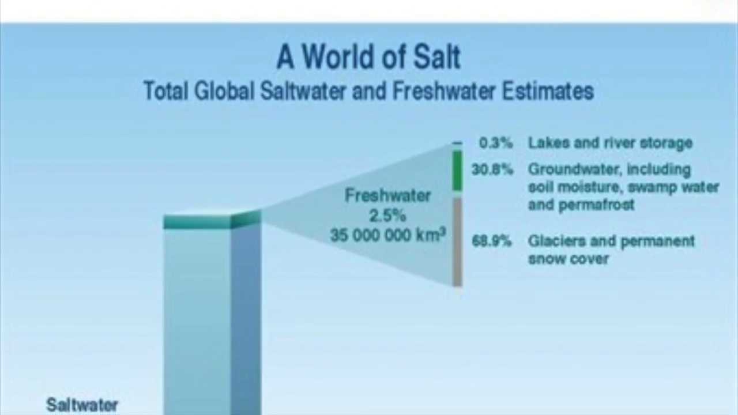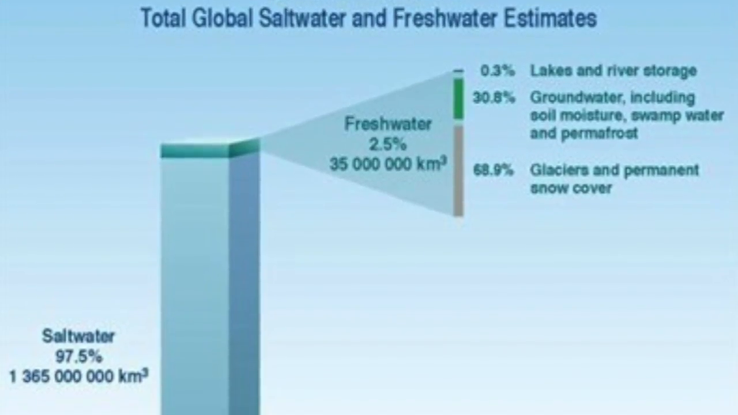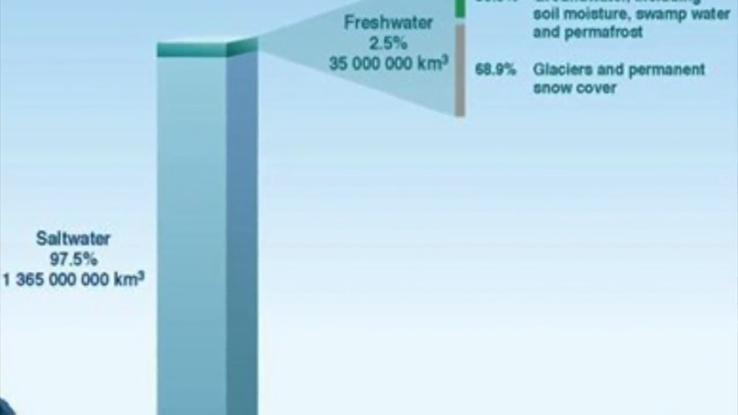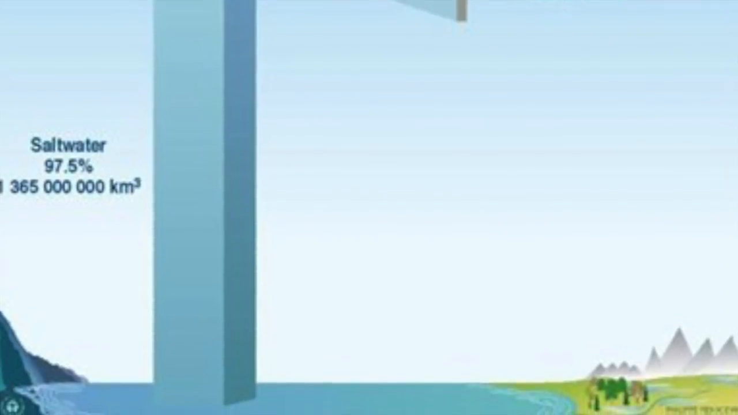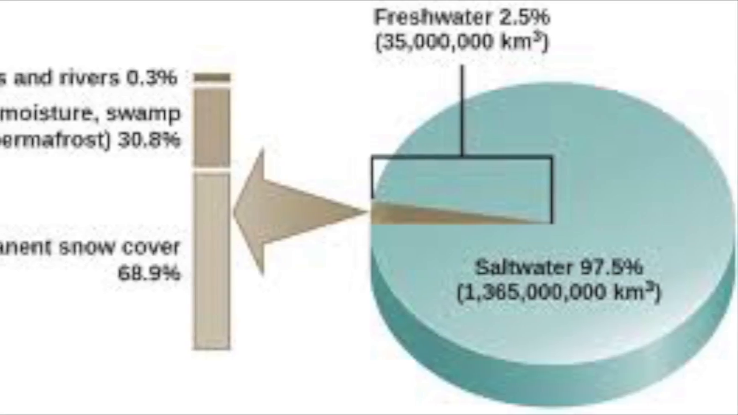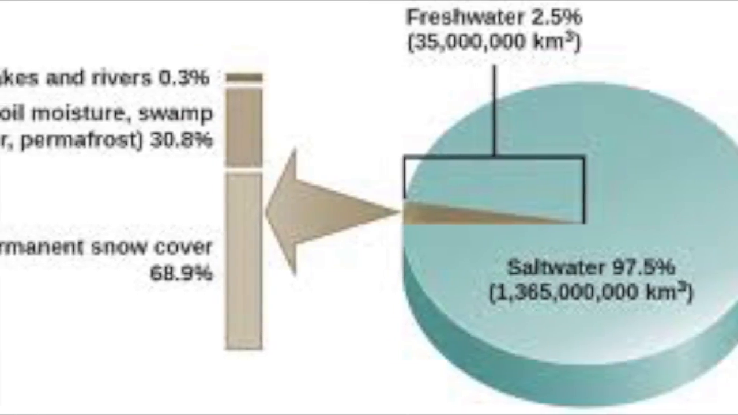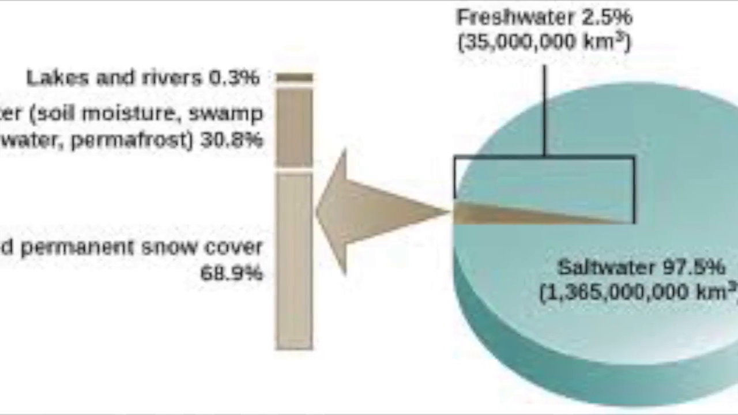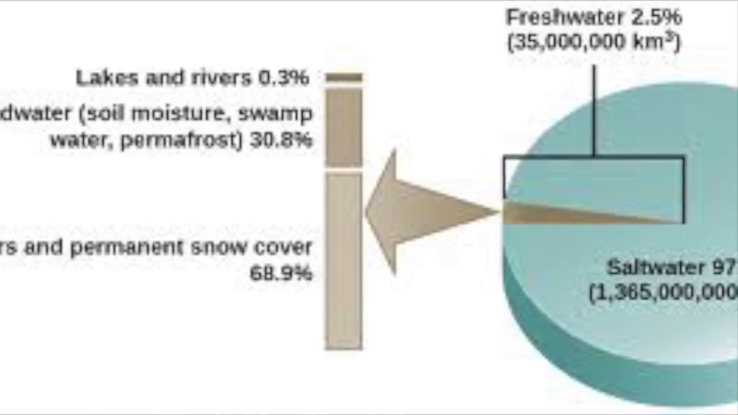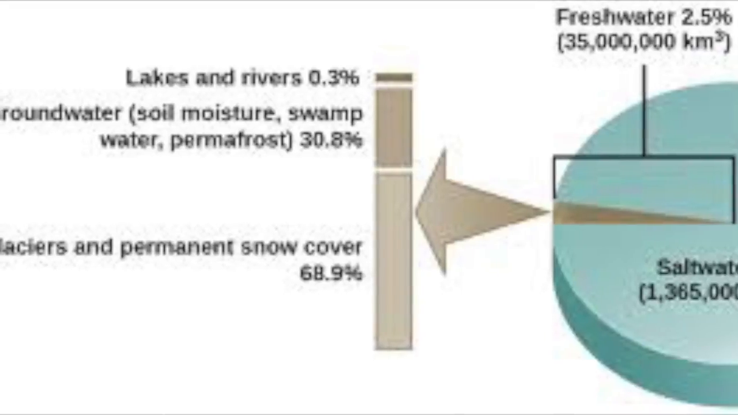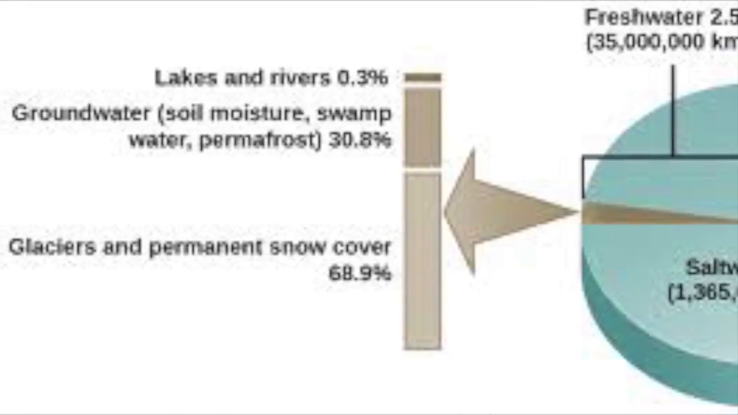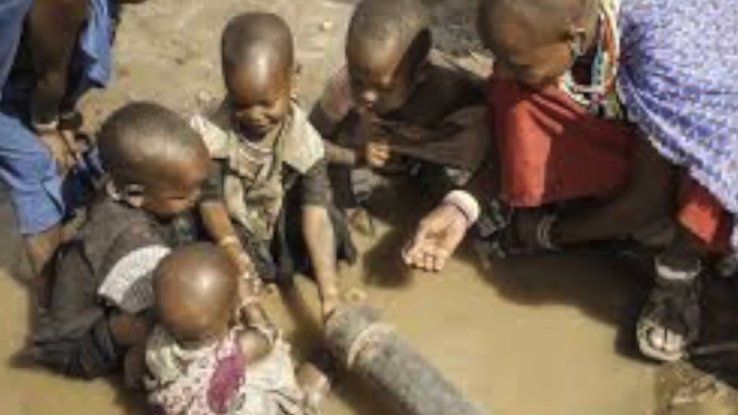The cause is that only 2.5% of the water on Earth is fresh water, and the rest is salt water or saline water, which cannot be cheaply made drinkable. As you see on this graph, this is a graph that shows how much water there is drinkable and not drinkable.